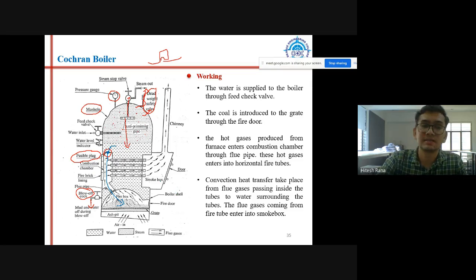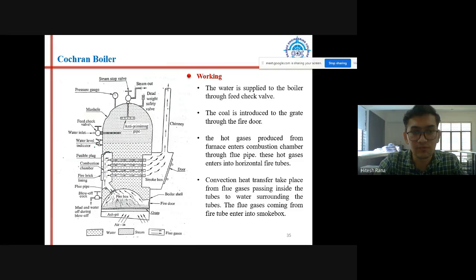So that is how this is providing protection against overheating. तो ये जो fusible plug है, that is providing protection against overheating of the boiler.